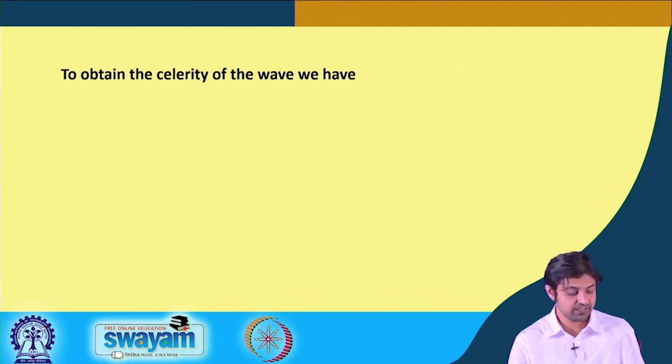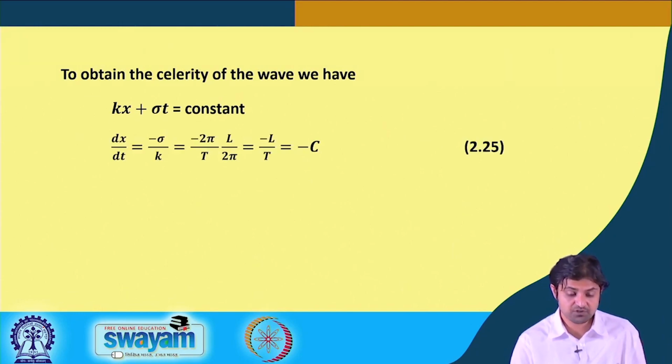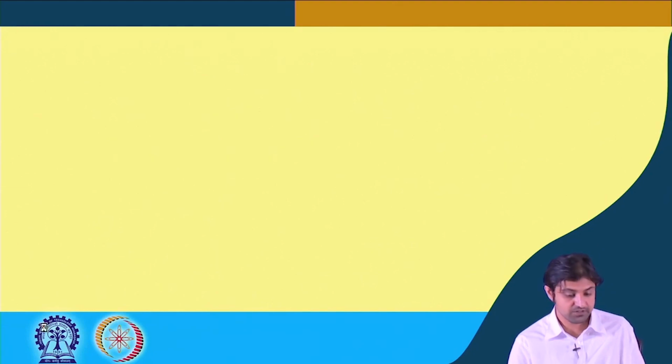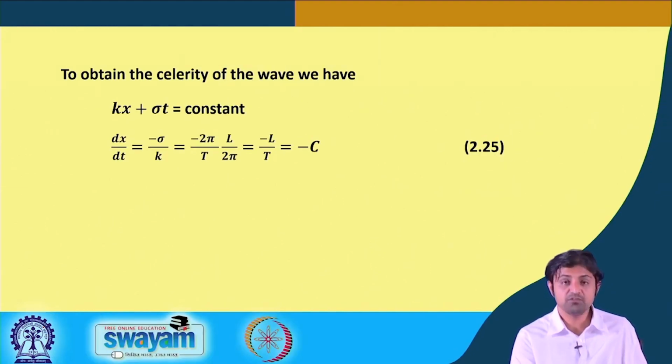Now, to obtain the celerity of the wave in this case, we have kx plus sigma t equal to constant, and the same procedure is repeated. So, it will become minus c, all right. So, wave negative means negative celerity, in the negative x direction.